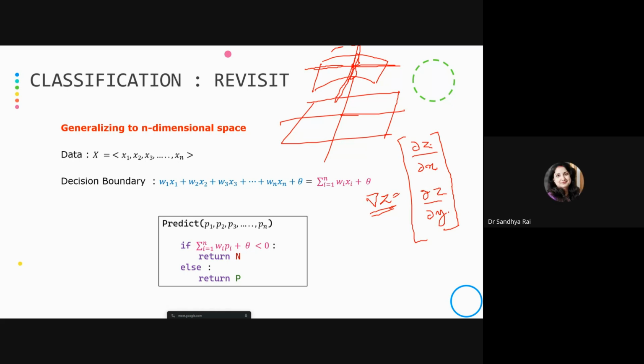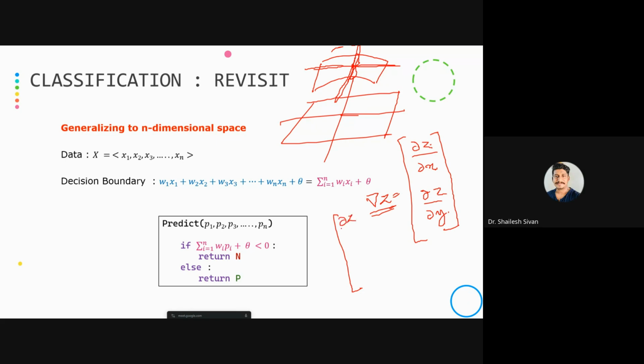So that means for a univariate function we can focus on the derivative, and for a multivariate function we can focus on gradients. Okay, clear, sir. Thank you.